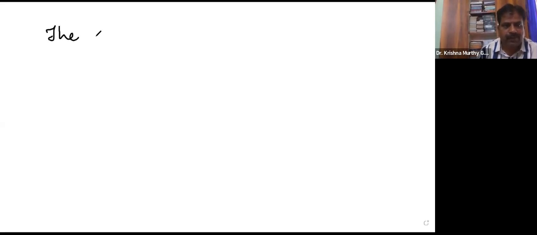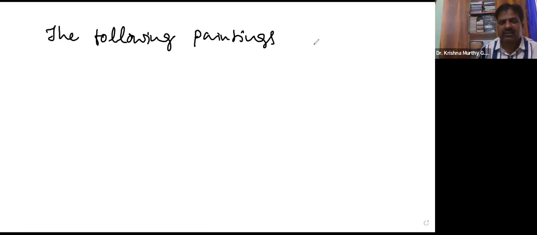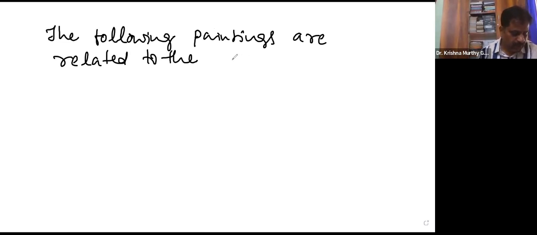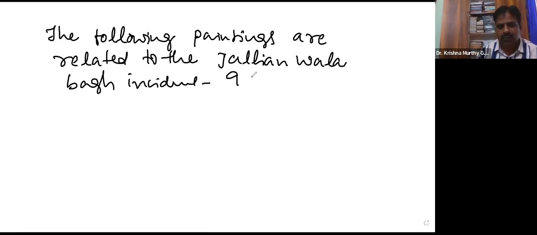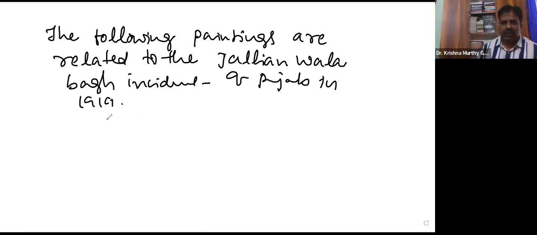The following paintings are related to the Jallianwala Bagh incident of Punjab in 1919. Not paintings, only painting.